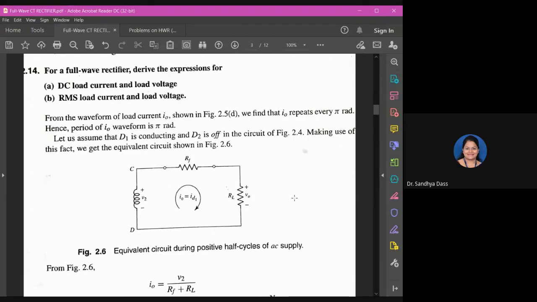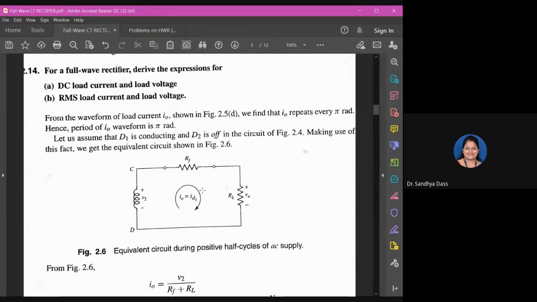Are you with me so far? Are you with me so far? Can you? Okay. Yes. So we are proceeding in the same way there. We will take the equivalent circuit. Okay. Okay. All are attentive.